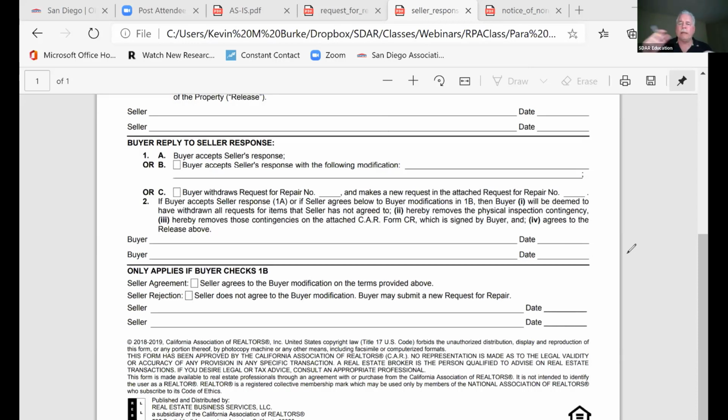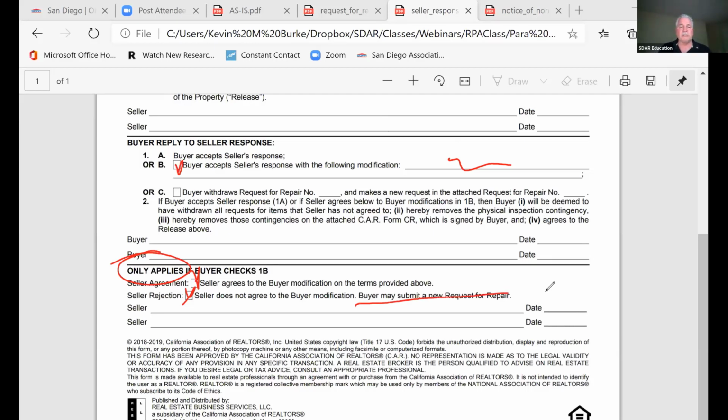So let's go down here, this only applies if the buyer checks 1B. In the scenario where we have the modification, remember this one, the seller is going to have to agree to the modification someplace. So the seller either agrees or the seller does not agree. If the seller does not agree, the buyer may submit a new request for repair. And this can keep on going.